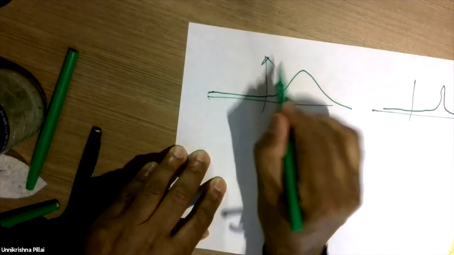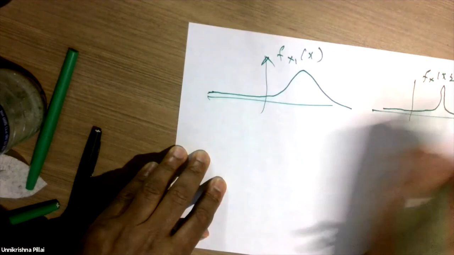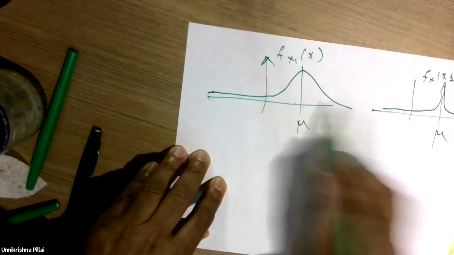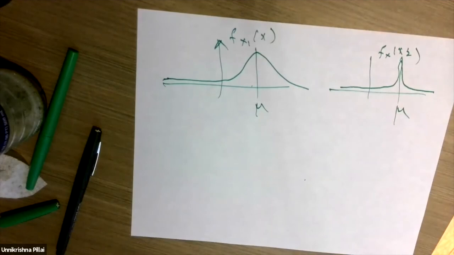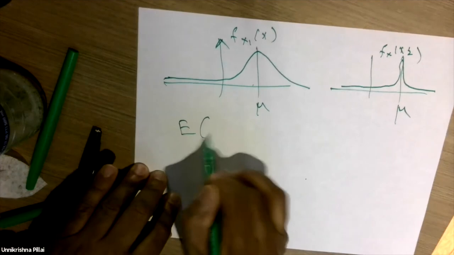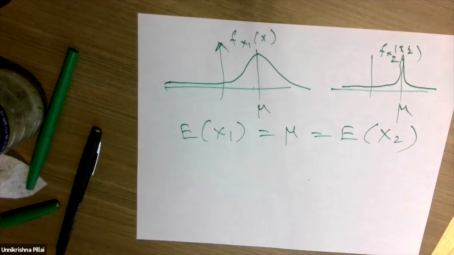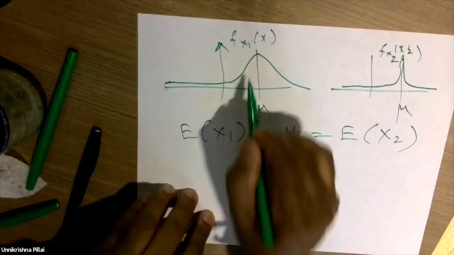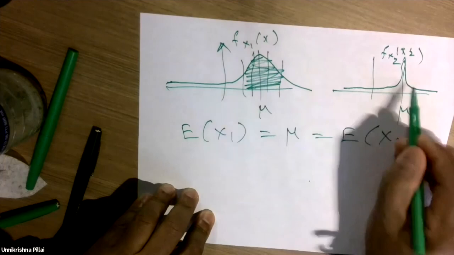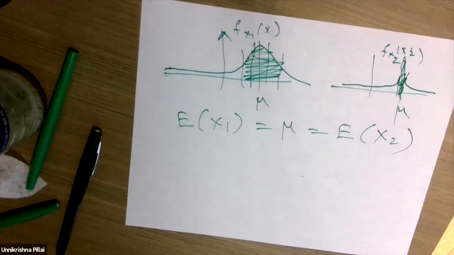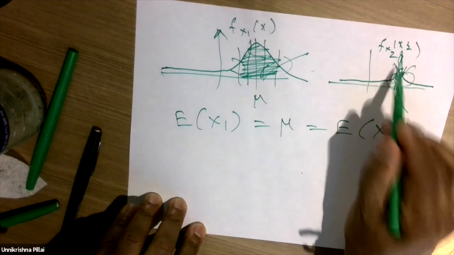See, I have two random variables here, fX1 and fX2. Let's say the mean of both are the same, it looks like. But one is fat, one is very thin. So it's pretty clear you need one more parameter. Expected value of X1 is mu. Expected value of the second random variable X2 is also mu. So you need at least one more parameter, called the spread of the random variable. Look at this probability: if you take a narrow region, most of the probability is concentrated here, whereas here it is more widespread. The random variable can take values all over here, whereas here all the realizations must be around the mean. So we need a measure for the spread.